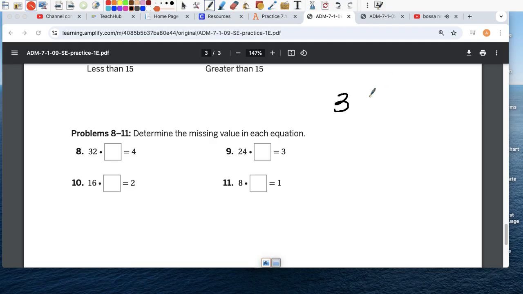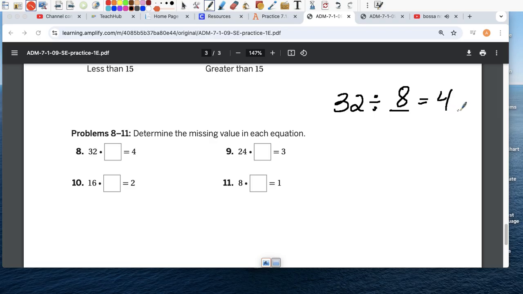We could have done it differently. Well, what if we think about it this way? 32 divided by a number equals 4. Well, we all know that, right? 32 divided by 8 equals 4. But this one says 32 times something equals 4.